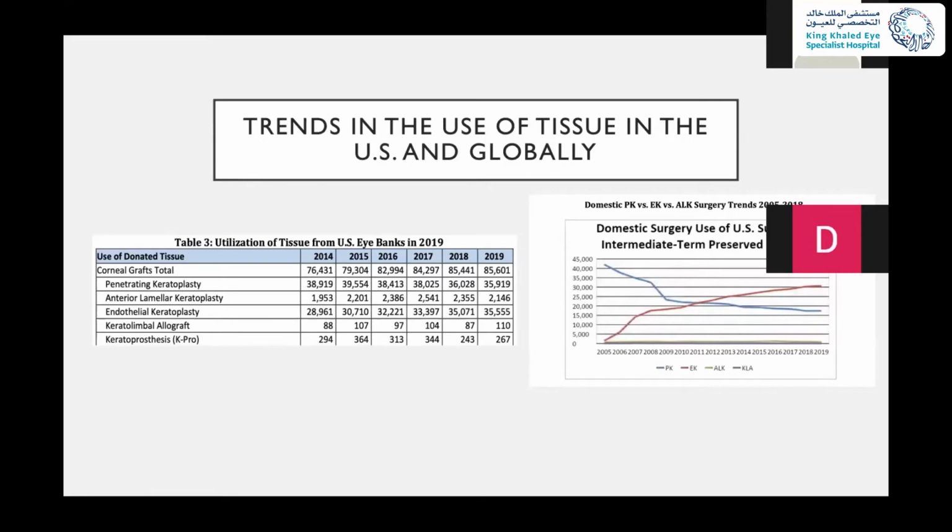Here in the left-hand figure, you can see the relative frequency of PK, represented by the blue line, EK, represented by the red line, and anterior lamellar keratoplasty, represented by the green line, that was performed in the US over the last 15 years. And you can appreciate clearly that in 2012, the endothelial keratoplasty procedure exceeded the penetrating keratoplasty procedure.